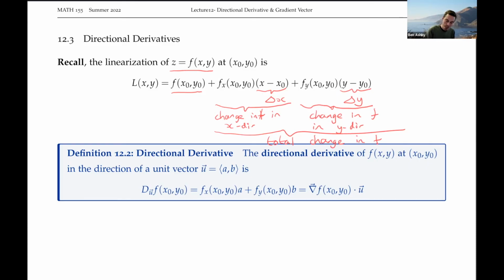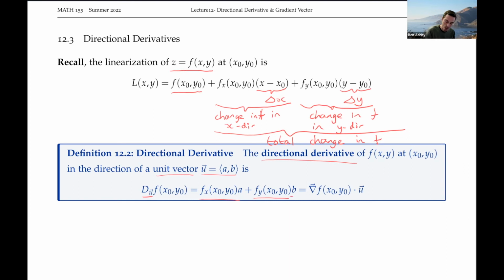Well, the directional derivative of a function at a point in the direction of a unit vector, so a vector of length 1, we'll call this just some general unit vector u equals (a, b). We say the directional derivative, given by D subscript u of our function at x0, y0, is simply equal to our partial with respect to x evaluated at x0, y0 times a, where a is the first component of our unit vector u, and then our partial with respect to y, again evaluated at x0, y0, multiplied by the second component of our unit vector u.